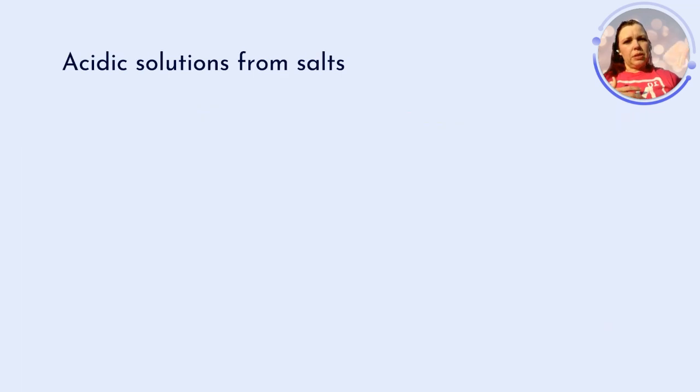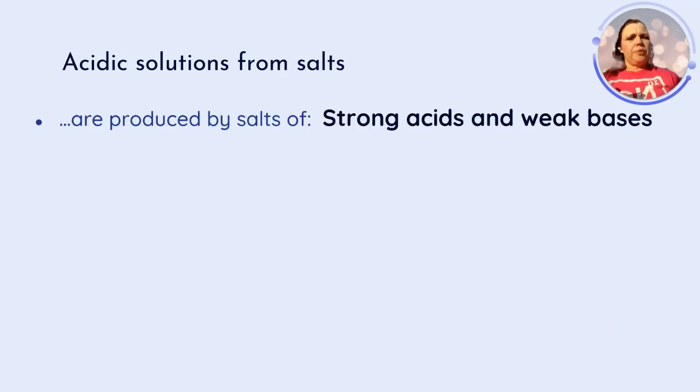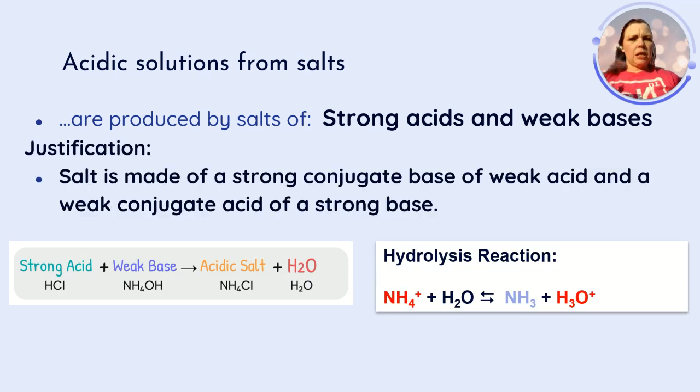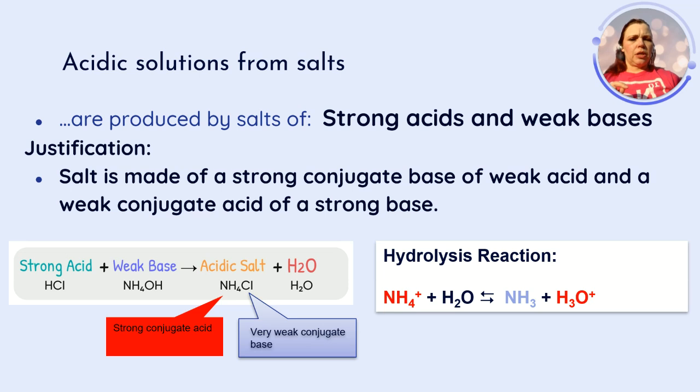So now let's talk about the opposite situation. An acidic solution is produced by salts of strong acids and weak bases. And again, it's not because the strong acid produced the salt, it's because the strong acid has a weak conjugate base, and the weak base has a strong conjugate acid. So there's your strong conjugate acid, there's your very weak conjugate base.